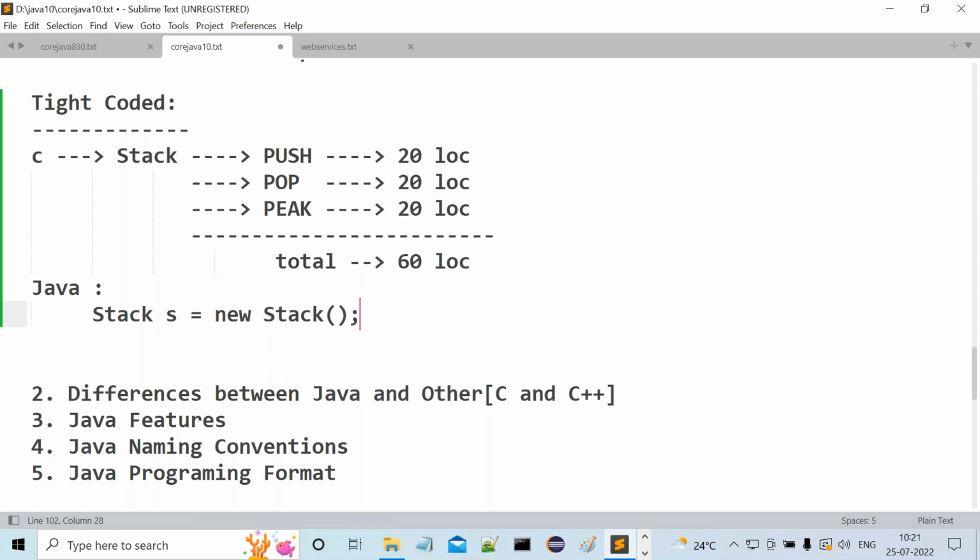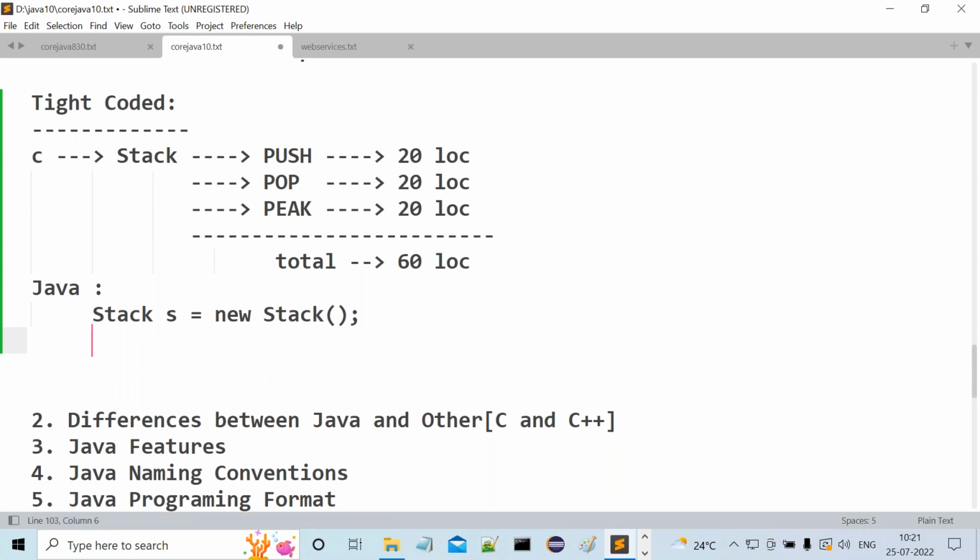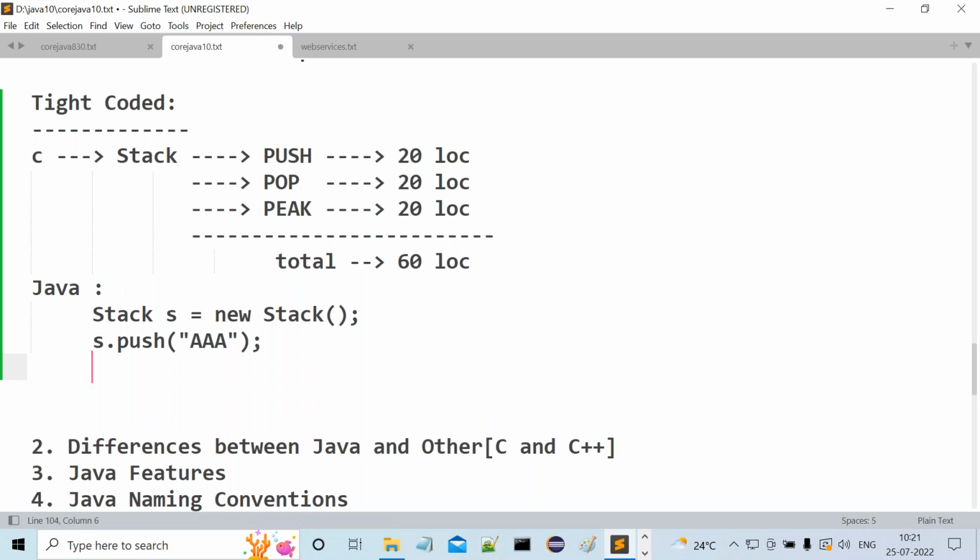Box is created. Next, I have to push an element to the stack, or not? I have to insert an element into the stack. So here, what do I have to apply? I have to apply S.push of some element A. I want to provide some element. The element name is A. S.push, element name A that I want to provide. My push operation is completed.